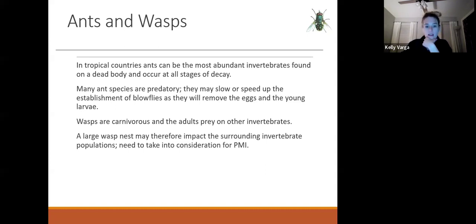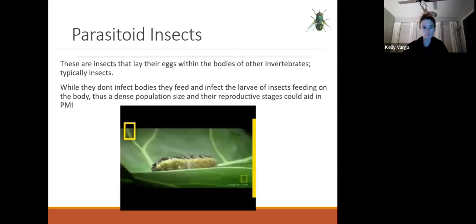Wasps are carnivorous, and the adults will prey on other invertebrates for the most part, and very large wasp nests may therefore impact surrounding invertebrate populations. And this is something we need to take into consideration. If there's a large wasp nest that is preying on flies and blowflies or any of the things we've just discussed, they may not even get access to the body. Or there might not be enough in abundance of numbers. So this is something we also have to look into.